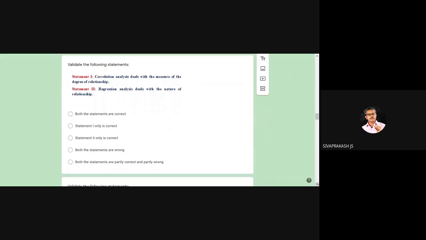Next, validate the following statements. Correlation analysis deals with the measure of the degree of relationship. Yes. Regression analysis deals with the nature of relationship. So are both the statements correct?